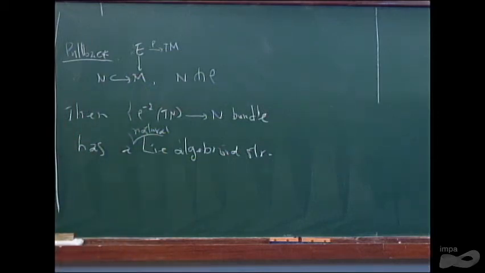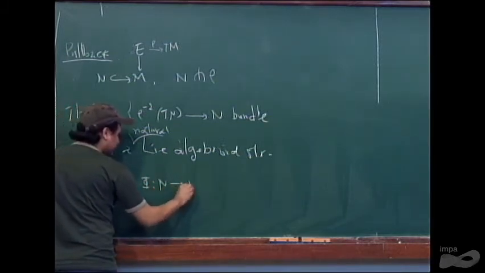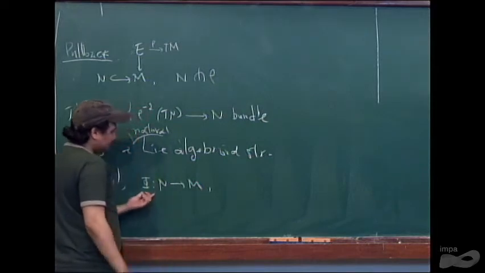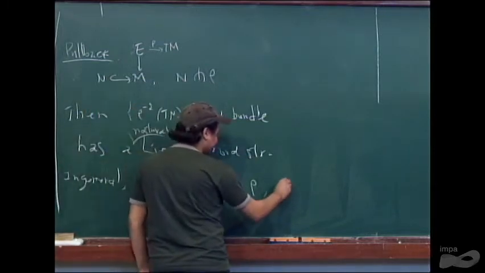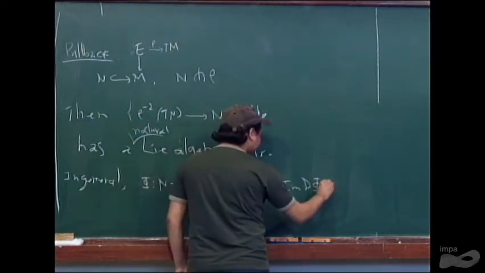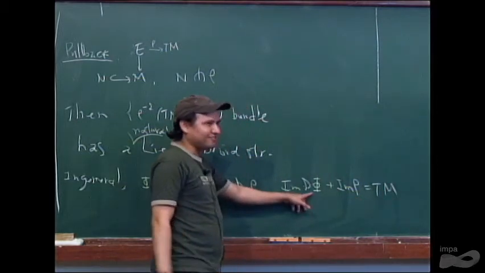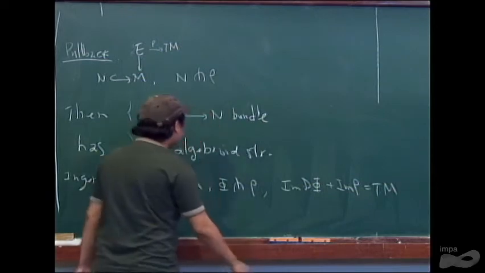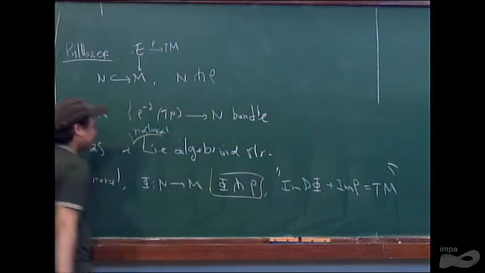But in general, if you have a map φ from N to M, this map is transverse to the anchor. This means that the image of the differential of φ plus the image of the anchor is the tangent bundle of M, of course only at the points where it makes sense. So this is what this expression means.